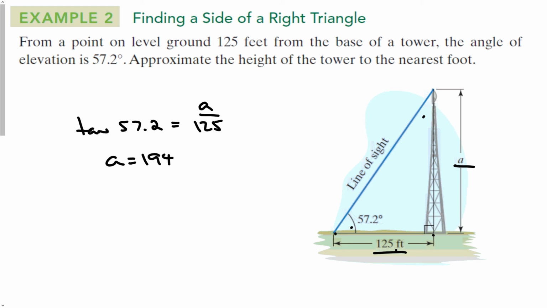So 57.2. Whoops. 125 times tangent of 57.2 gives me 193.9. So 193.9. And to the nearest foot, it was 194. Okay.